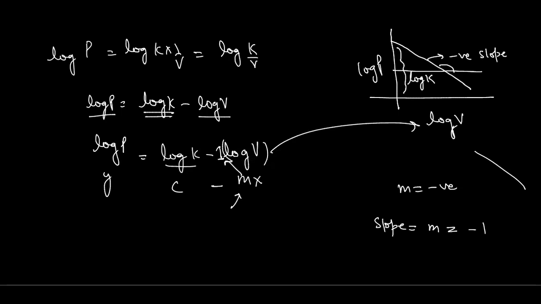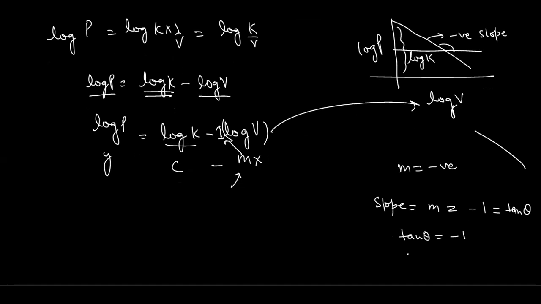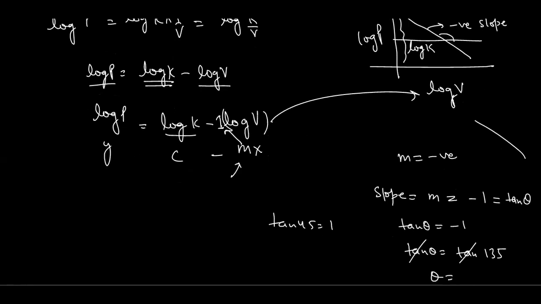We know that the slope of a line is equal to tan theta. So tan theta is equal to minus 1. Then tan theta equals minus 1 means tan 135. We know that tan 45 is equal to positive 1, but tan 135 has the value of minus 1. Then the tan will cancel out, and we can write theta is equal to 135 degrees.